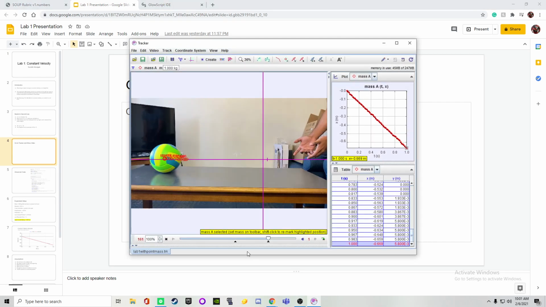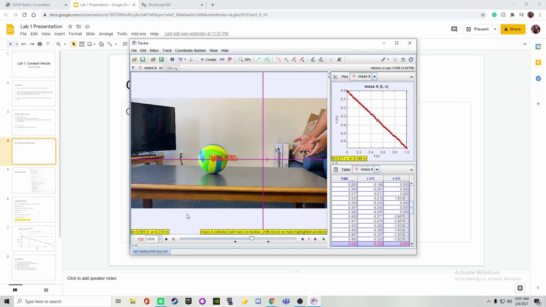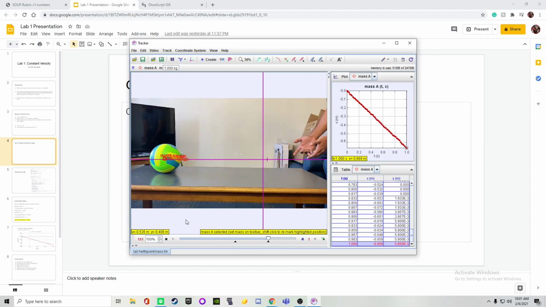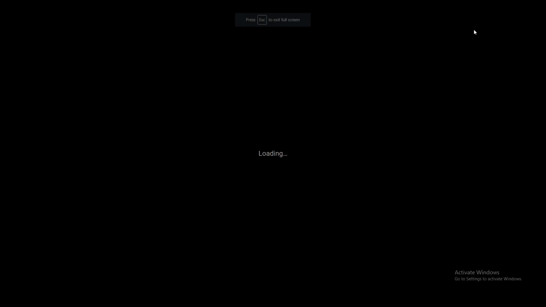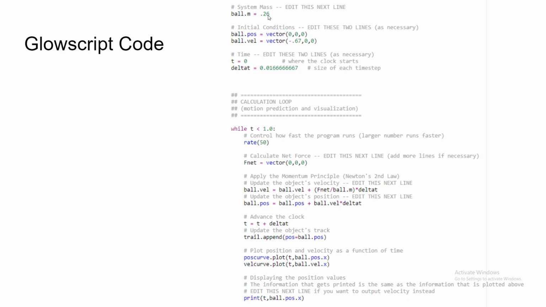If I go to Tracker, here is a quick video of the frames that I analyzed, and as you can see, the position line is linear. On my screen I also show the GlowScript code, and the ball's mass is 0.26 kilograms. The velocity measured from Tracker is that it traveled 0.67 meters in the negative direction in 1 second, which is how I got the velocity vector.